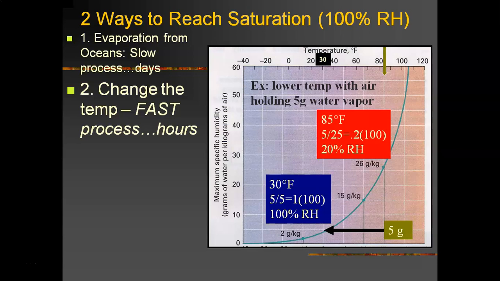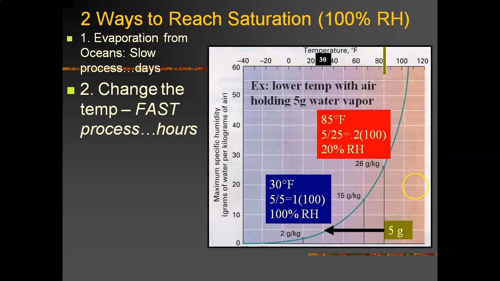Now just think about a typical day. We've already talked about the daily low temperature at about sunrise, and then by late afternoon, 3 or 4 o'clock, we reach our maximum temperature. So on a typical day around here, we have a temperature change of 20 or 30 or maybe even 40 degrees between the daily low and the daily high. And that temperature range is usually enough to dramatically change the relative humidity.